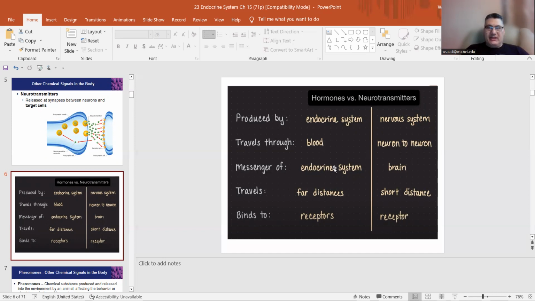The endocrine system is a messenger for the endocrine system, while the nervous system is a messenger for the brain. This is how the brain reaches its target. Hormones travel a long distance through the whole circulatory system, while here the neurotransmitters travel through just this little gap. Both of them interact with receptors, hormones from the endocrine system versus neurotransmitters in the nervous system. Okay, this is a good comparison that we need to understand.